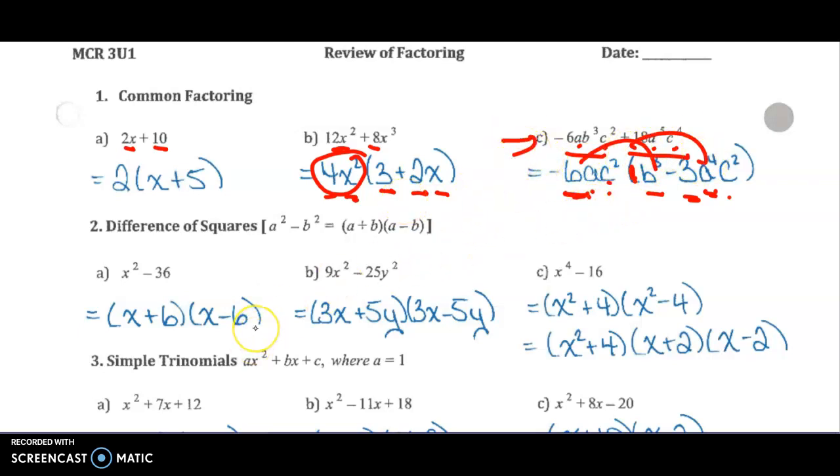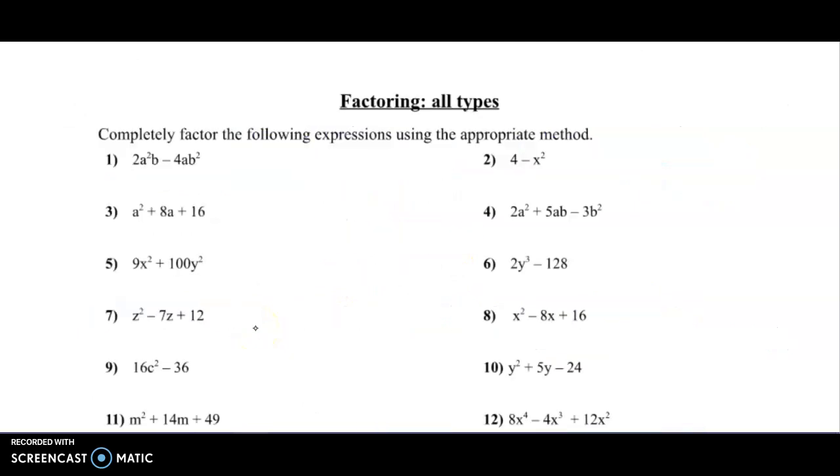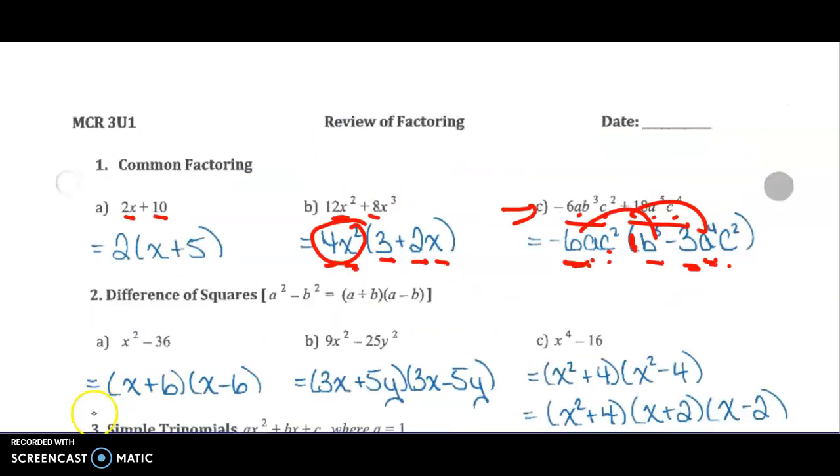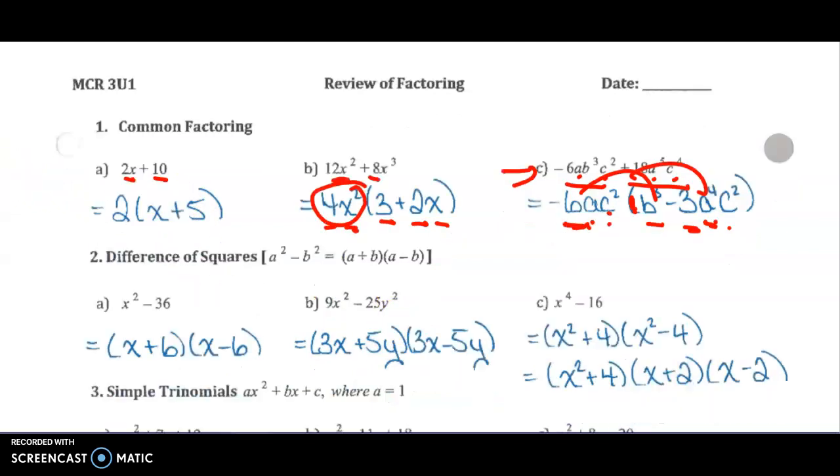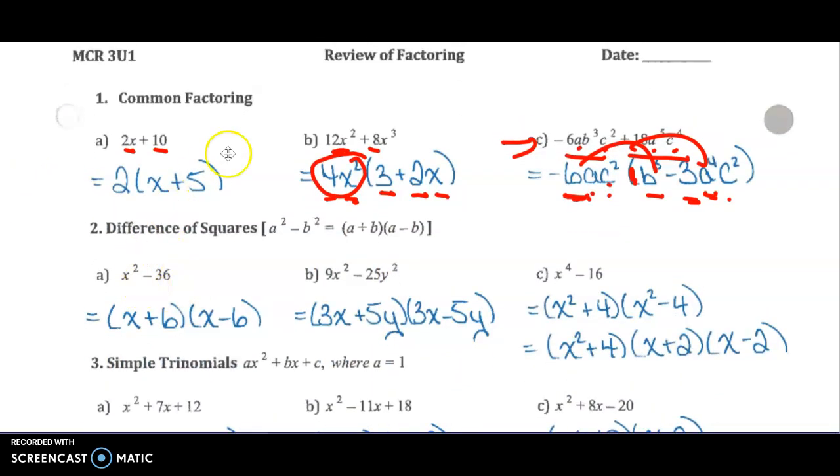Difference of squares is going to be, got a little excited there. Difference of squares is going to be something where you have 2 terms, and the first term is a perfect square, and the second term is a perfect square, and they're separated by a minus sign. So here I have x squared and -36, so 2 terms, negative.